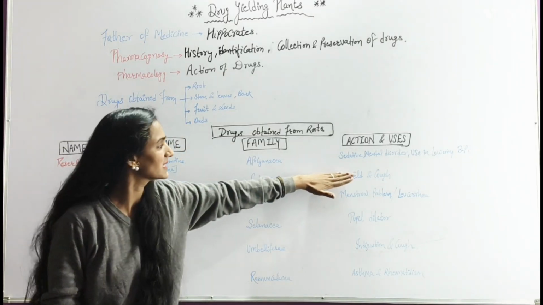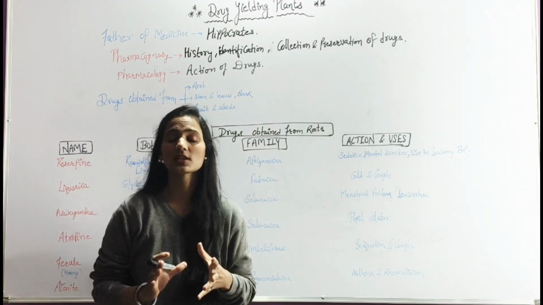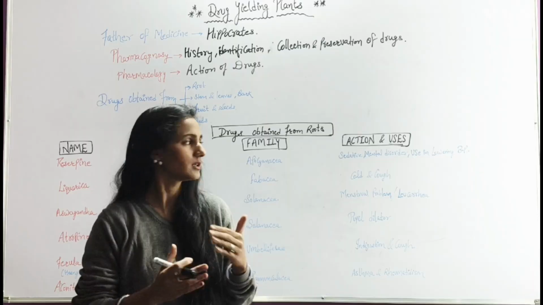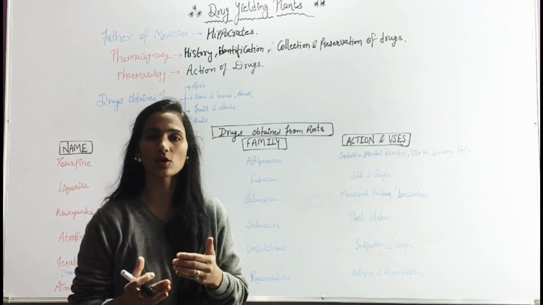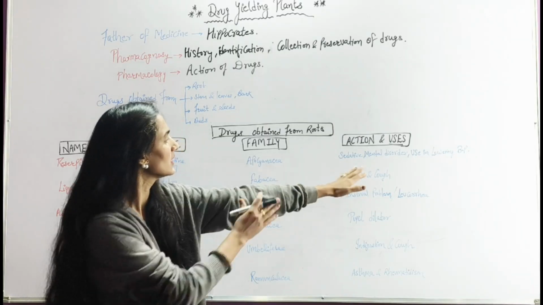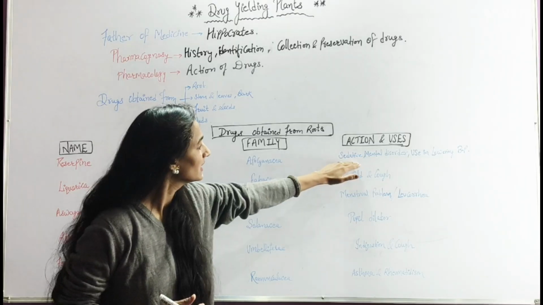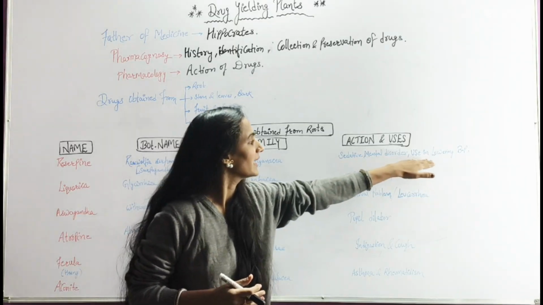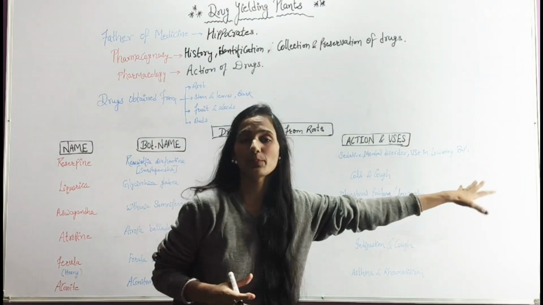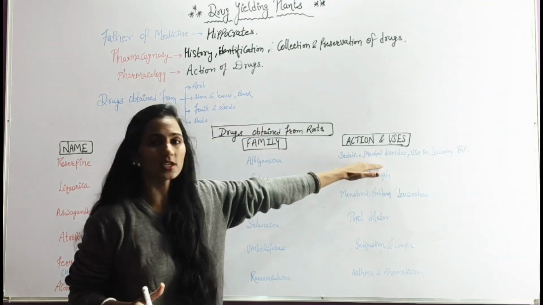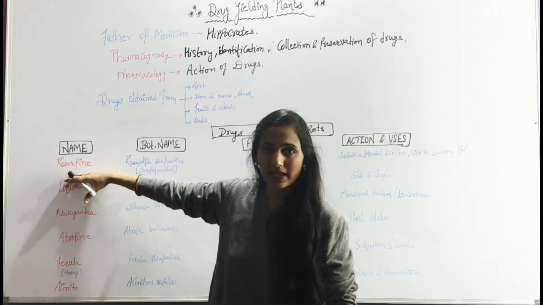Its actions and uses are that it is used mostly as a sedative. Our central nervous system is responsive to sedative drugs, and it is used in mental disorders and in lowering BP, blood pressure. So these are the uses of the reserpine drug.